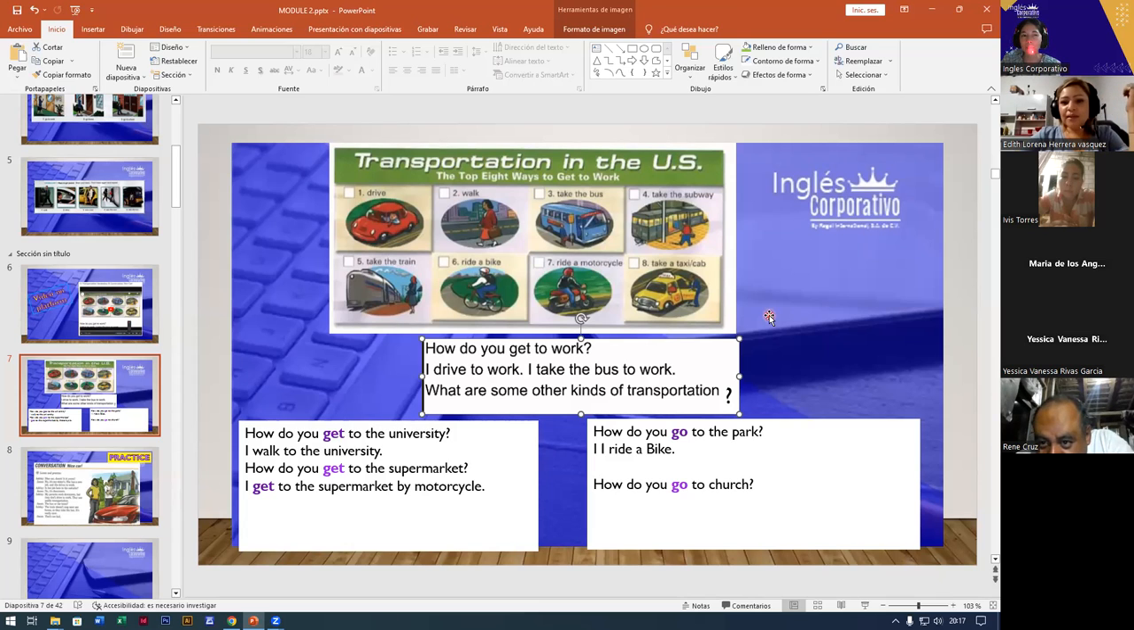What about a private transportation? I take the bus to the gym. Ah, very good. That's nice. I take the bus to the gym. Very good. René, what about you?